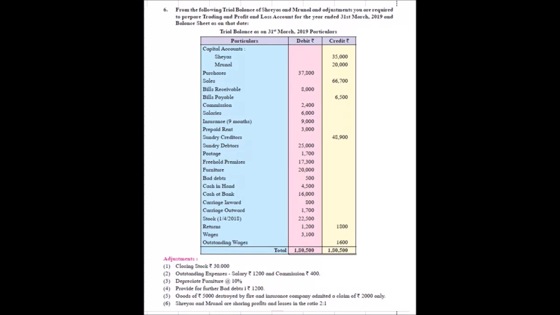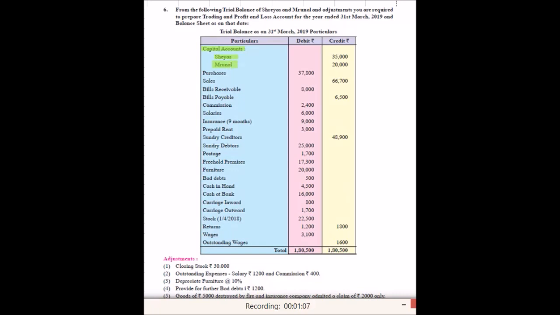So sixth problem, trial balance as on 31st March 2019, particulars, debit and credit side. Capital account: two persons, Shreyas and Mrunal. These two are partners.